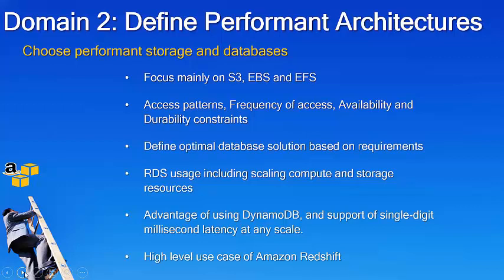Amazon RDS provides a fully managed relational database. With Amazon RDS, you can scale your database's compute and storage resources, often with no downtime. Amazon DynamoDB is a fully managed NoSQL database that provides single-digit millisecond latency at any scale. Amazon Redshift is a managed petabyte-scale data warehouse that allows you to change the number or type of nodes as your performance or capacity needs change. So focus on the services under this objective.